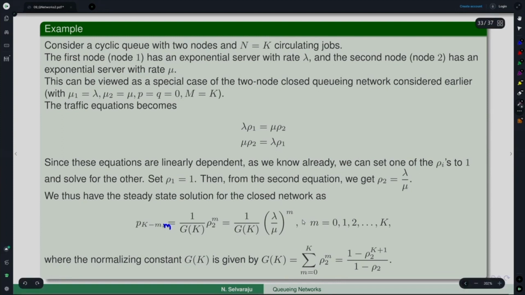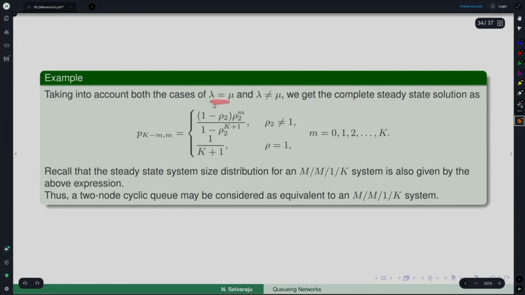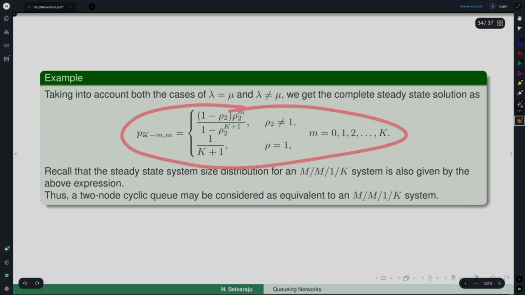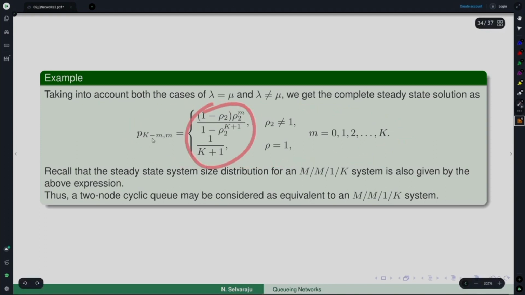But if you write for both these cases explicitly, lambda equal to mu and lambda not equal to mu, then the complete steady state solution you can see is basically this one: (1 minus rho 2) rho 2 to the power m by (1 minus rho 2 to the power k plus 1) for rho not equal to 1, and for rho equal to 1 it is the discrete uniform that you are getting here, for m equal to 0 to k. Now, look at this distribution, look at this quantity, right.